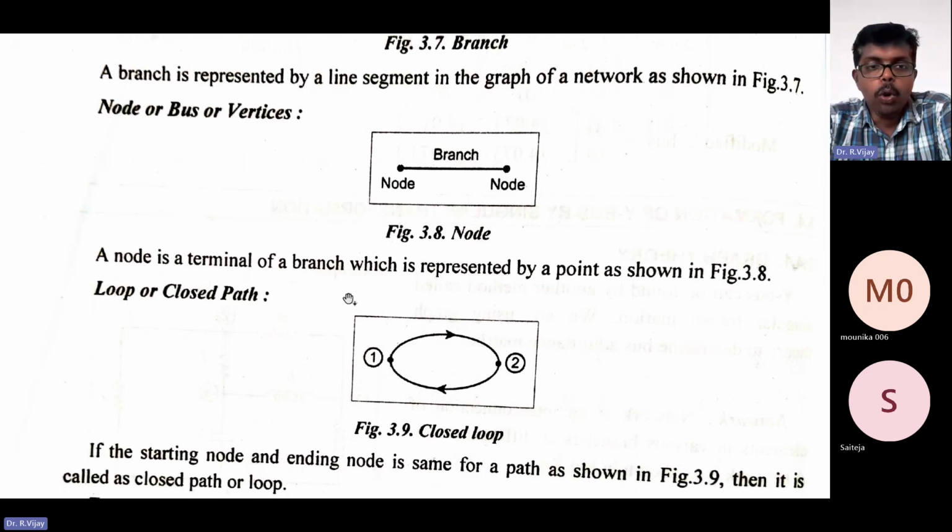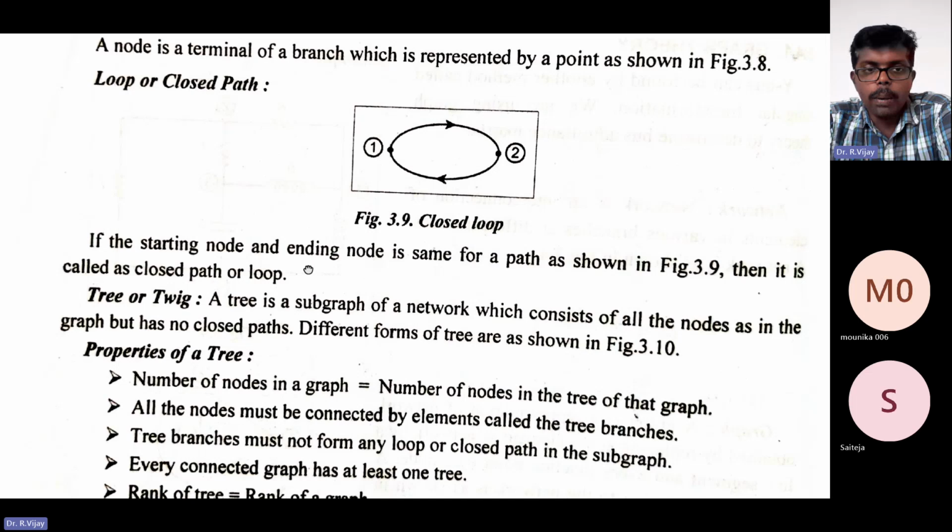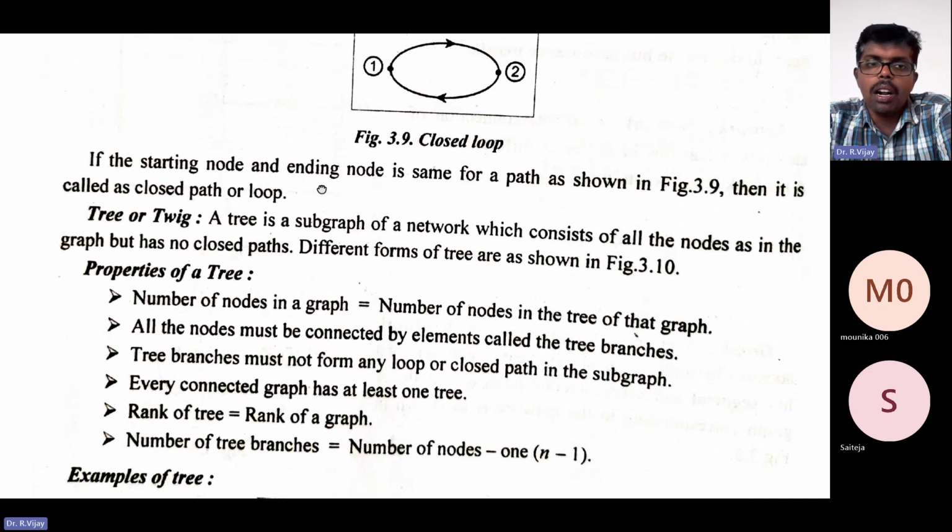So what is meant by a loop? Loop or a closed path. If the starting node and ending node are the same for a path, then it is called a closed path or a loop. That we already know. There are two nodes here. So here, the starting and ending node is the same for a path. See, it is starting like this and ending here. So if the starting and ending node is the same for a path, then it is called a closed path or a loop. That we already know.